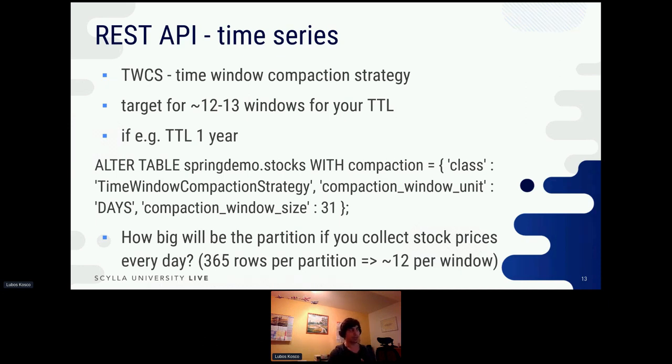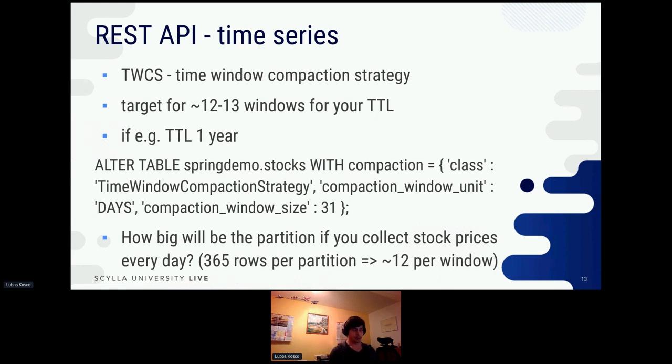So in this case, I will have, in the worst case, 13 or 14, or actually 12. So I will have 13 windows at most, because there will be at most one old window that will eventually TTL. This basically translates to my window size, because if it's 1 year, I need to divide 365 days by 12, and this roughly comes to 31 days. So my window is 31 days.